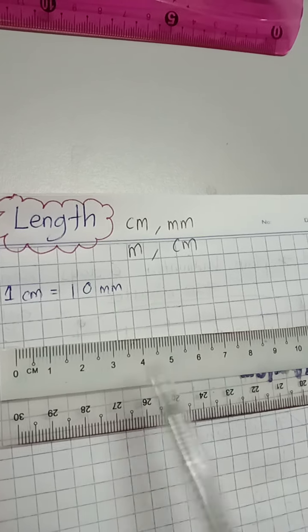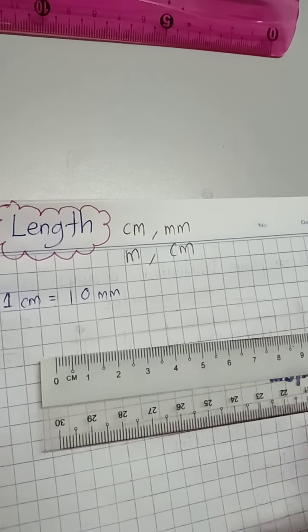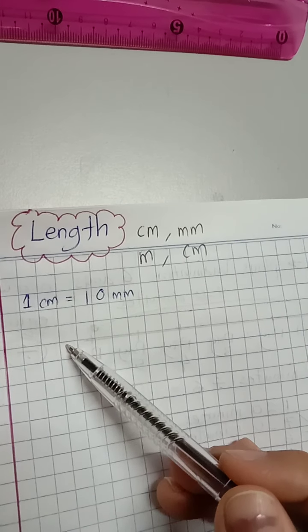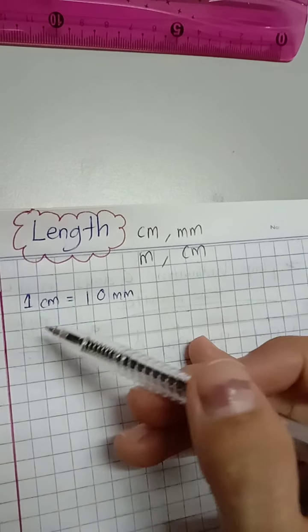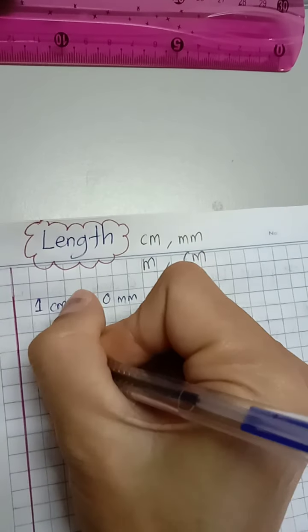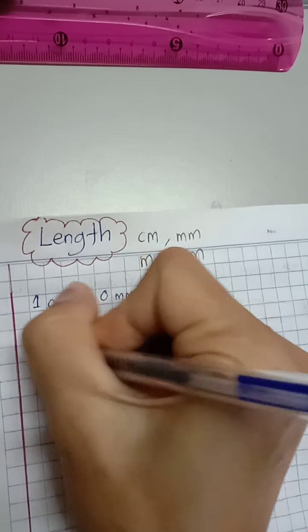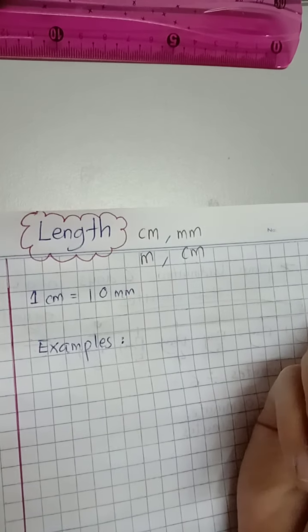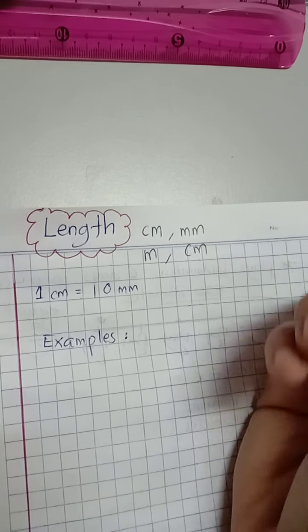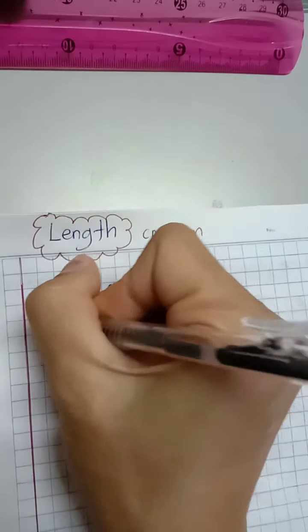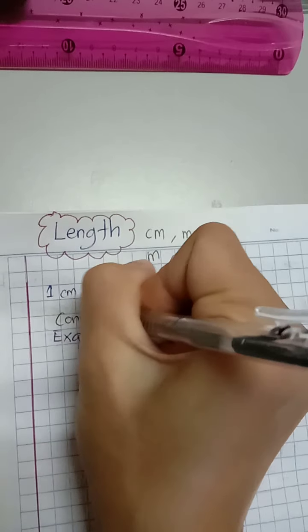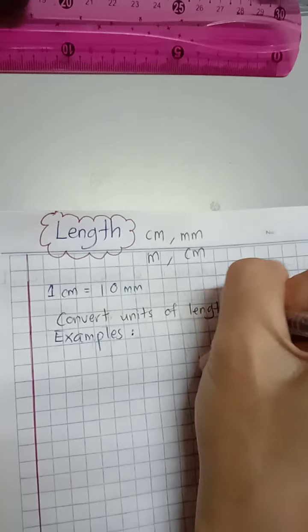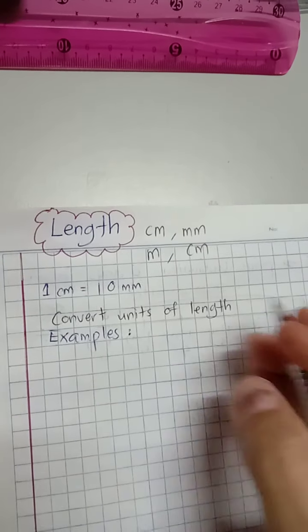Okay. Now, let's say the measurement is 4 centimeter. I'm going to show you some examples. How to convert unit of length. Okay. Now we're going to do conversion. Convert units of length. Okay, how to convert unit of length.